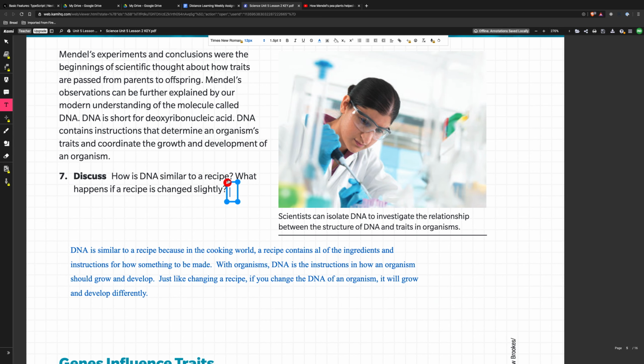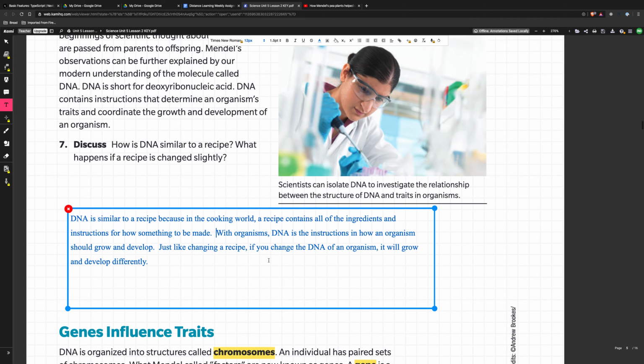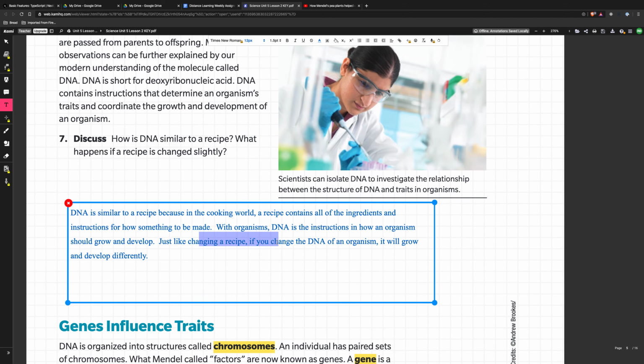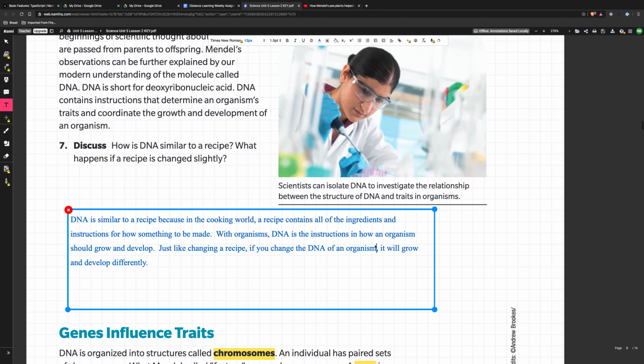Okay. So how is DNA similar to a recipe? Well, a recipe with food, right, is all of the ingredients and all of the instructions on how to make some type of food. And so DNA is kind of the same because DNA has all of the ingredients and the instructions in our genetics about how an organism should be growing and reproducing. And if you change a recipe, you're going to change the food you're making, or it just won't work at all. And if you change the DNA of an organism, it will either not work or it will grow and develop differently.